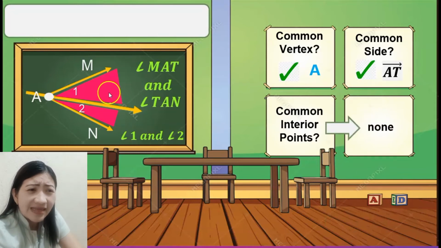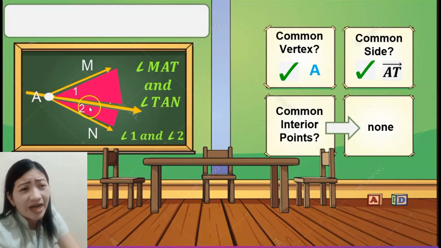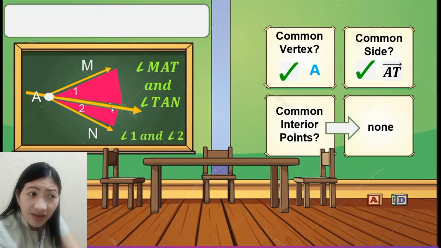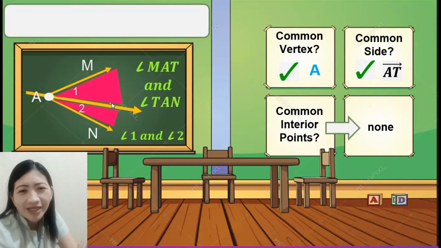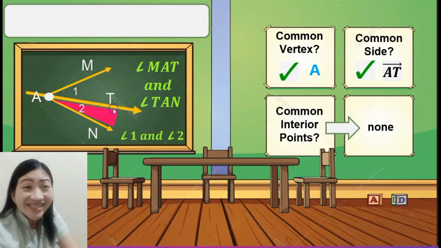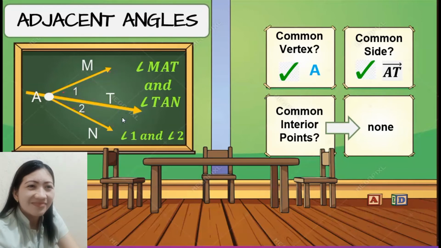So, ibig sabihin, these two given angles like angle 1 and angle 2, may common vertex siya, may common side siya, pero wala siyang common interior points. Anong tawag natin sa relationship nitong dalawang angles na to? Magkaano-ano kaya sila? So, we call this angle as adjacent angles. So, ang tawag natin sa kanila is adjacent angles.